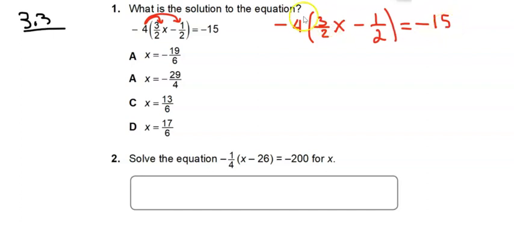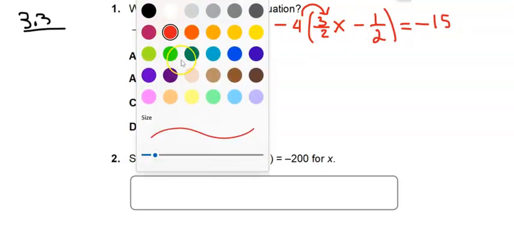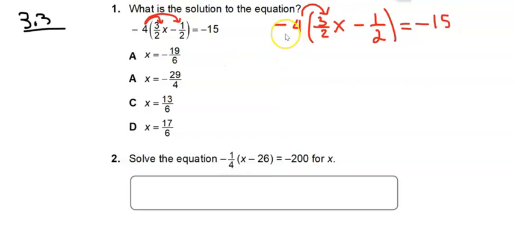Okay, so like what Jada just said, I'm going to use the distributive property. I'm going to take -4 and multiply it to 3 over 2x. If it makes you feel less confused, put a 1 under the 4, so it's easy to multiply fractions. Without that 1, you tend to make the mistake of multiplying the 4 to the 2. You don't do that.